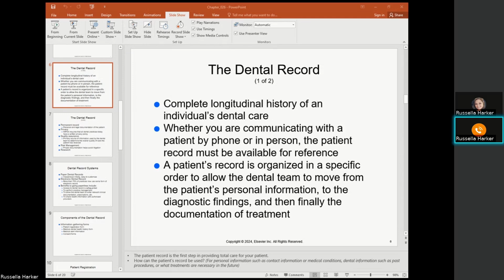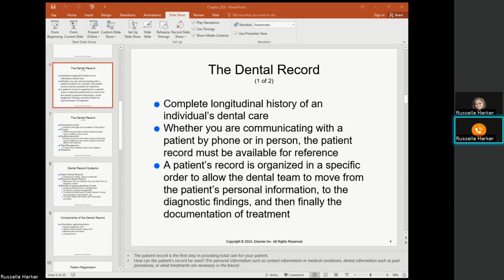So the patient record is the first step in providing total care for your patient. It can be used for personal information like contact information and medical conditions, dental information such as past procedures or what treatments are necessary in the future.